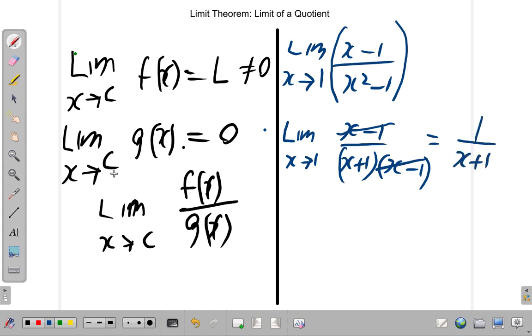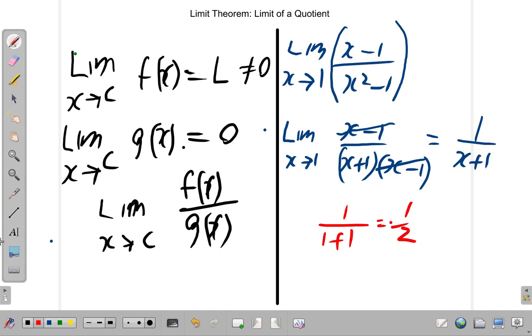Now let's see what happens. The limit as x tends to 1 of this is 1 divided by 1 plus 1, which is 1 divided by 2. Okay, good. So we do have a limit there. All right? We do have a limit.